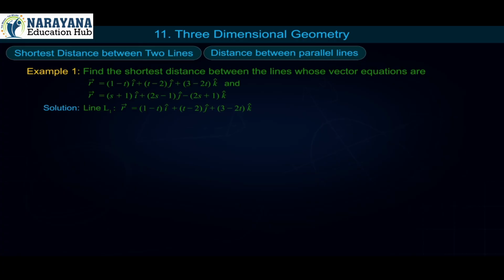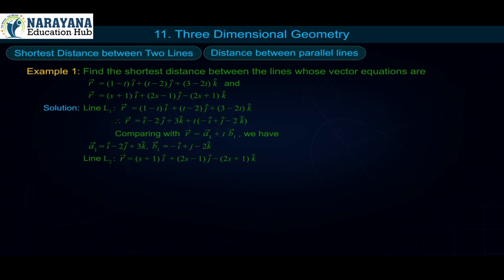Line L1, vector r is equal to (1 minus t) i cap plus (t minus 2) j cap plus (3 minus 2t) k cap. Therefore, vector r is equal to i cap minus 2 j cap plus 3 k cap plus t into (minus i cap plus j cap minus 2 k cap). Comparing with vector r is equal to vector a1 plus t into vector b1, we have vector a1 is equal to i cap minus 2 j cap plus 3 k cap. Vector b1 is equal to minus i cap plus j cap minus 2 k cap.